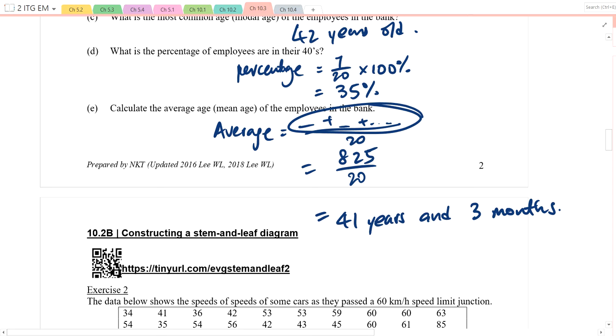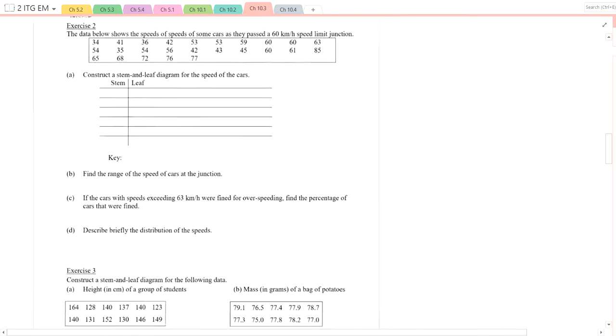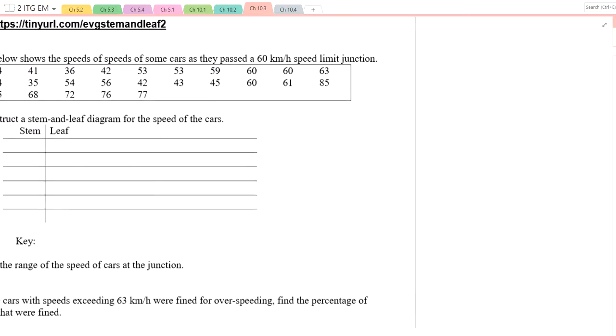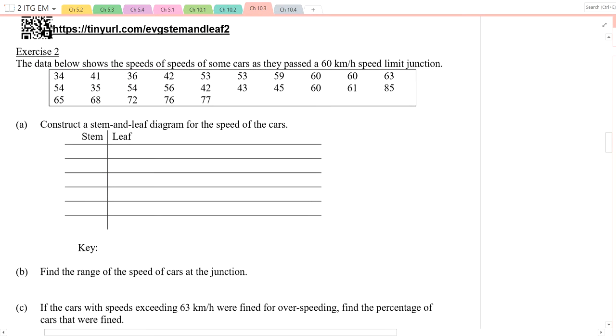Okay, next, now that we know how to interpret the stem and leaf diagram, we want to construct the stem and leaf diagram. Do you think it's going to be difficult? No. I think it's quite easy, right? So what is the first stem that we should have? 3. How do you know it's 3? Why not 2? Oh, okay, very smart. So the first stem will be 3.